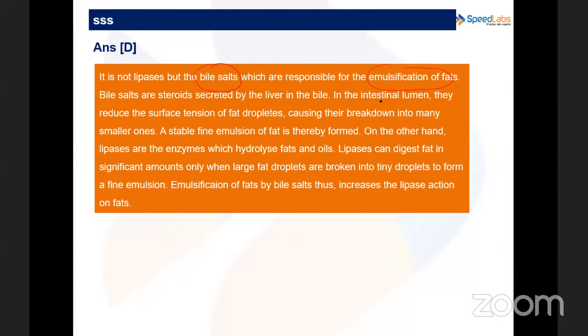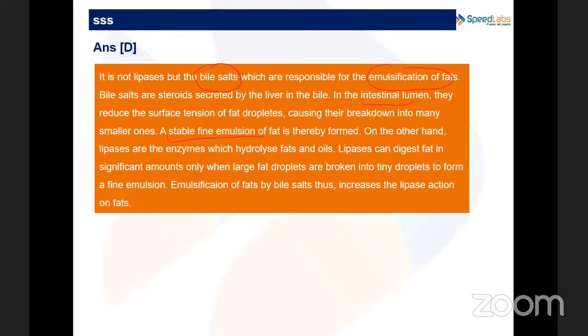What are bile salts? These are the steroids secreted by the liver in the bile. So when they come into the intestinal lumen, they reduce the surface tension, causing the breakdown of fat into smaller particles. So a stable fine emulsion of fat is formed by the action of bile salts. So that is the function of bile salts. You have to remember that it causes emulsification of fats.